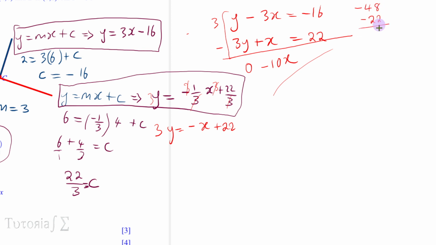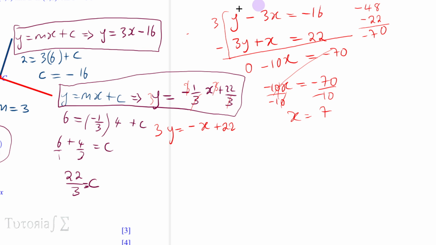Negative 22, we add, this would be 0, there are 6, so this will give us negative 70. So this will be equal to negative 70. Okay, we divide. We say negative 10x is equal to negative 70. We divide by negative 10 on both sides, meaning that our x is equal to 7.